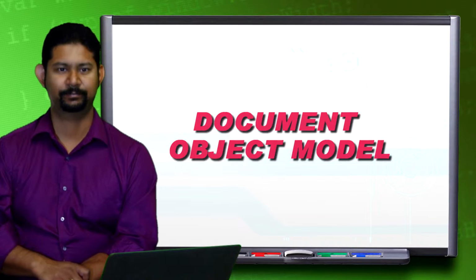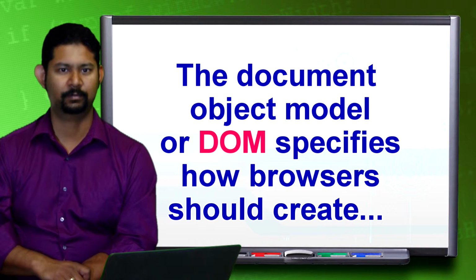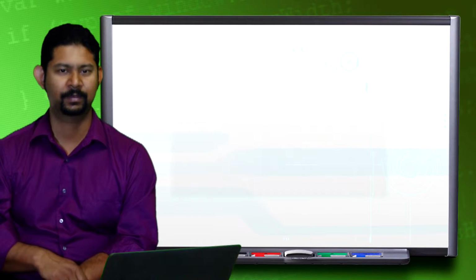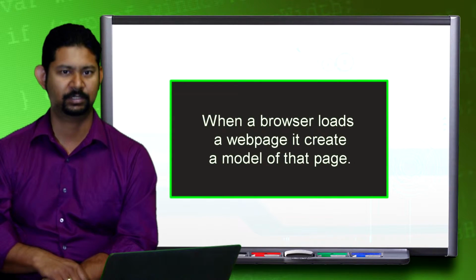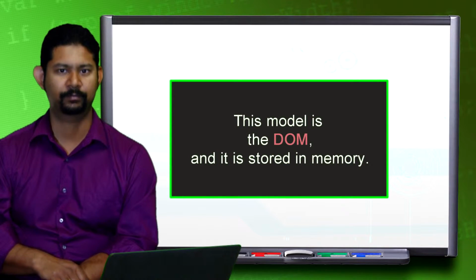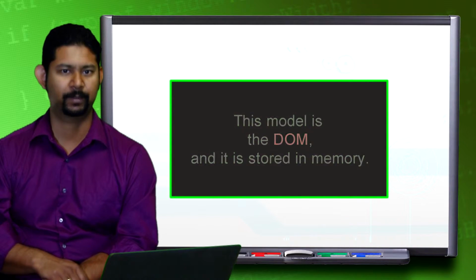Welcome to Lesson 5. The Document Object Model, or DOM, specifies how browsers should create a model of an HTML page, and how JavaScript can access and update that page. When a browser loads a web page, it creates a model of that page. This model is the DOM, and it is stored in memory.